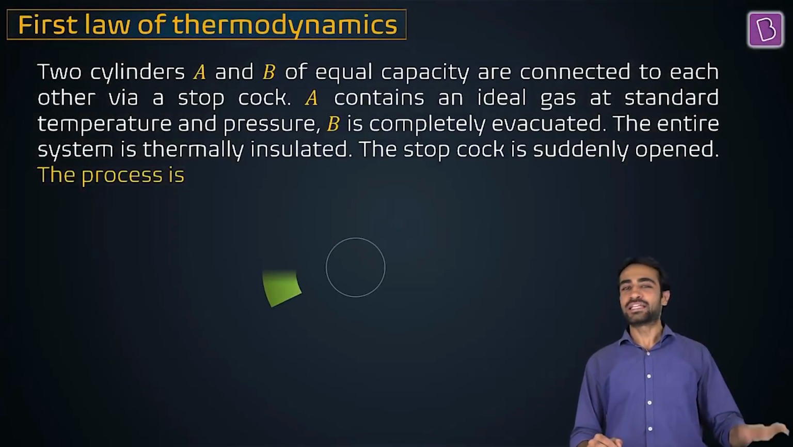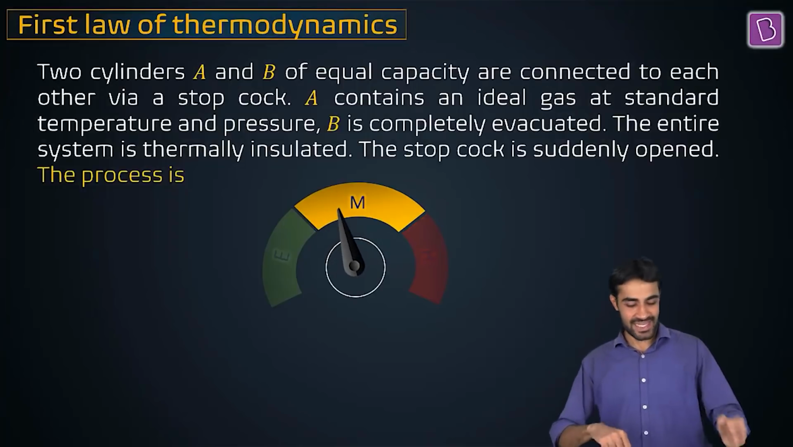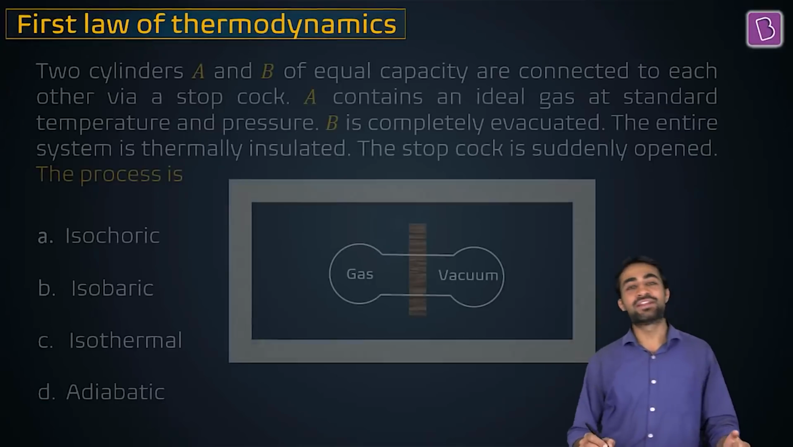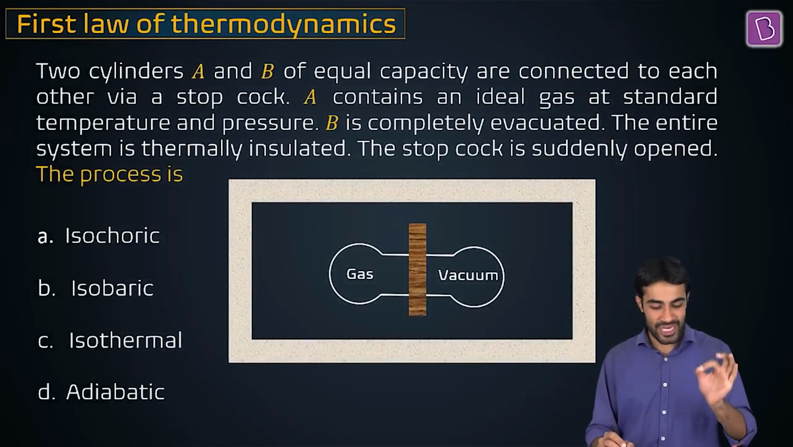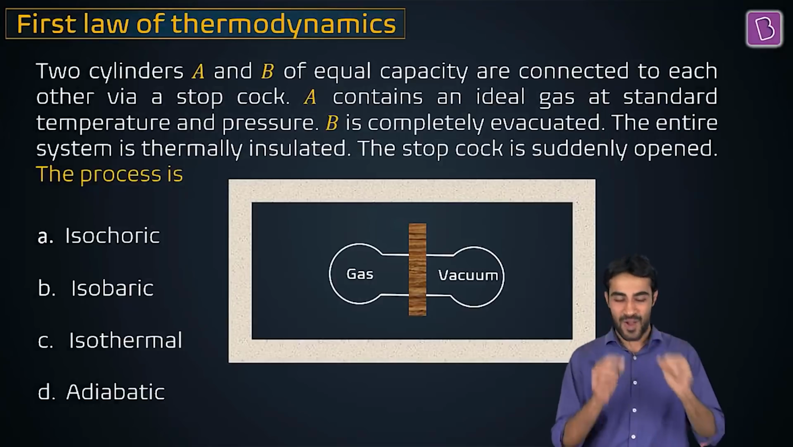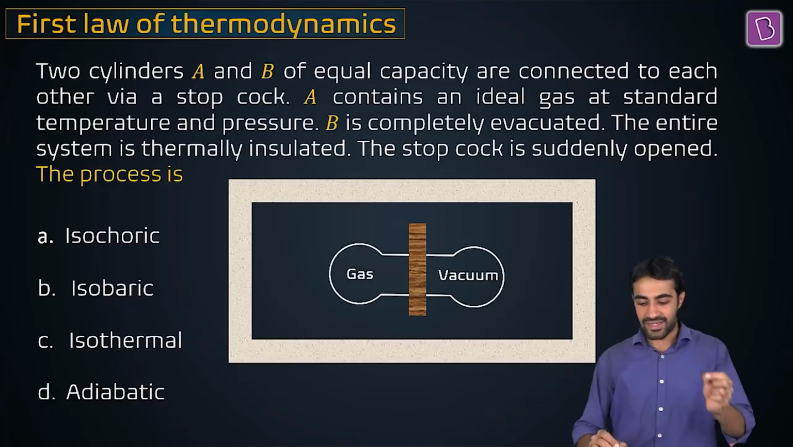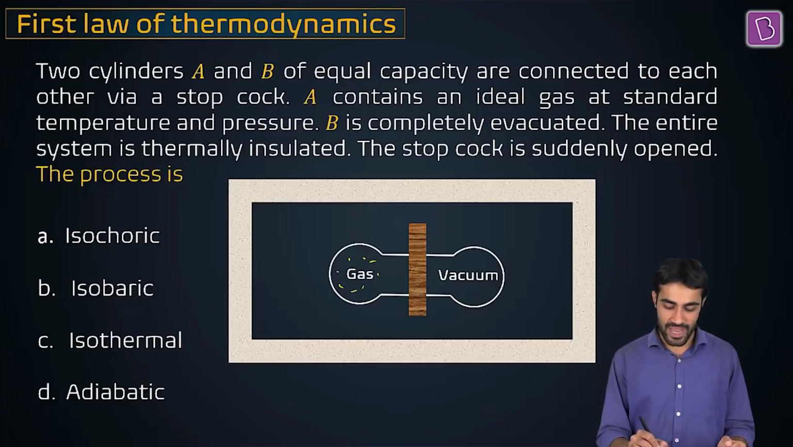Let's have a look at this question, which is based on thermodynamics. The question says that two cylinders A and B of equal capacity are connected to each other via a stopcock. So between these two cylinders, there is a stopcock. A contains an ideal gas at standard temperature and pressure. So in chamber A, there is gas.